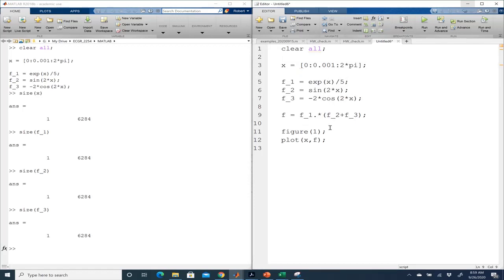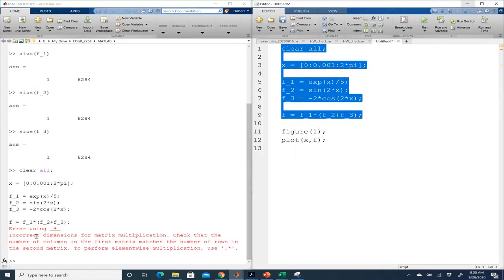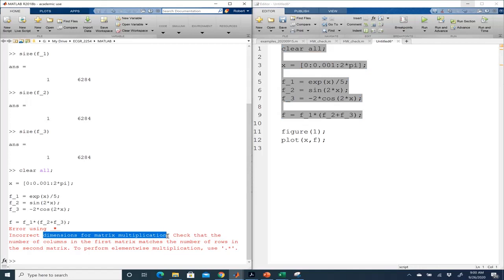And to do that, one thing I'll always check, sometimes I'll play around with these if I'm not sure, is that once I know they're both rows like this, it's perfectly okay for me to do the dot multiply, and that's what I need to do. If I were to do this operation without the dot multiply, let's see what happens, right? Incorrect dimensions of matrix multiplication.